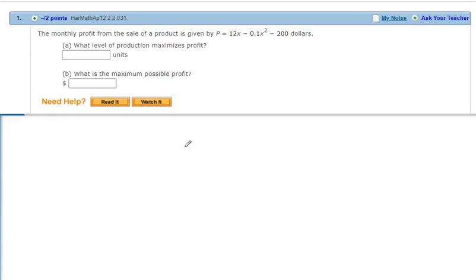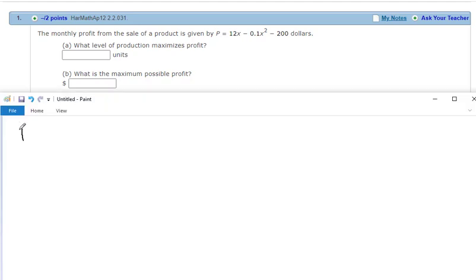Okay, let's bring in a homework problem and practice this. The monthly profit from the sale of a product is given by, and then we are handed a profit function. I didn't have to create it. So you say, thank you, WebAssign, because that's kind. What level of production maximizes the profit? Okay, so I'm looking for the vertex.